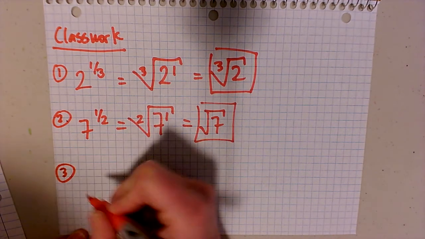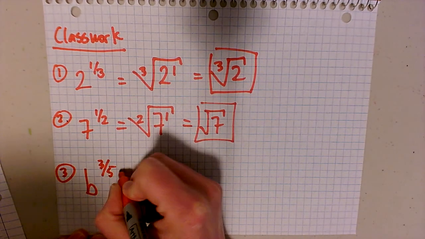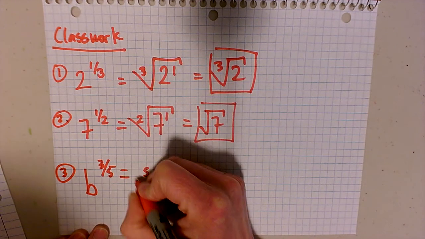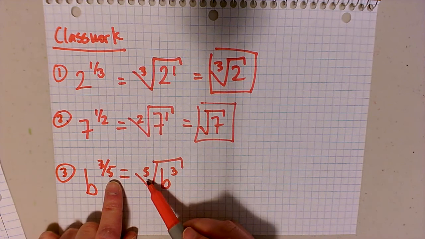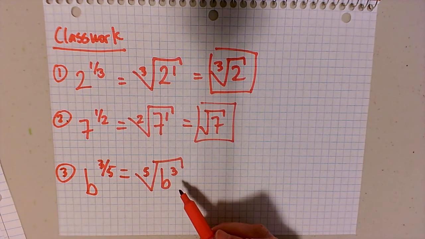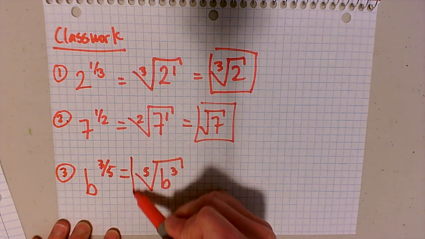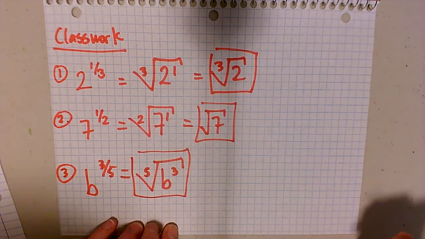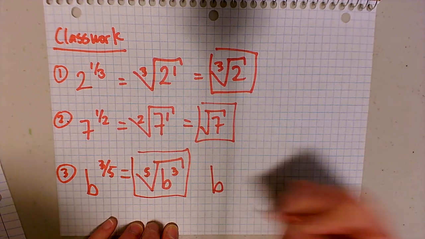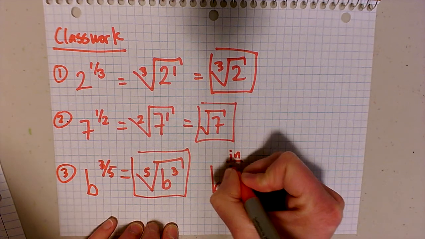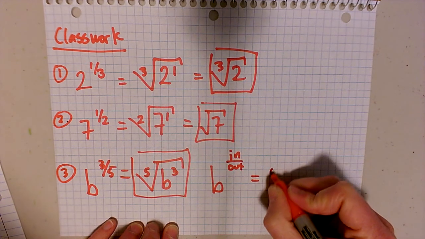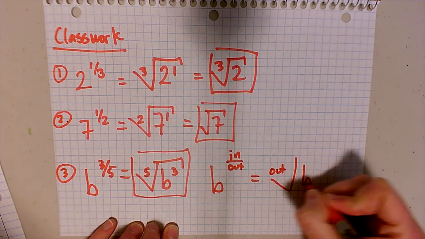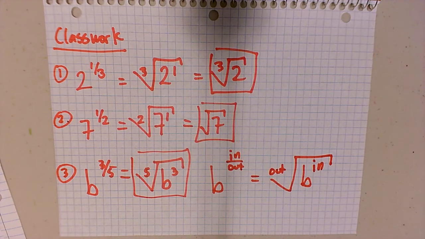For number 3, we have b raised to the 3/5, which is the same thing as the 5th root of b cubed. The 5th root goes on the outside, and your power of 3 goes on the inside. That's one way some of my students in the past have liked to think about it: b raised to the in over out. Sometimes that phrase, in over out, helps them, and then they have out root b to the in.